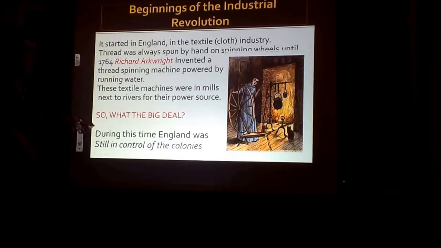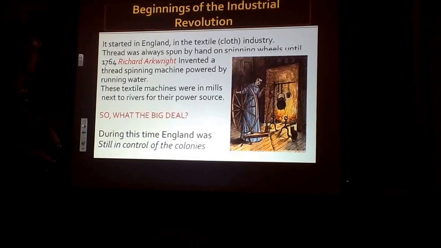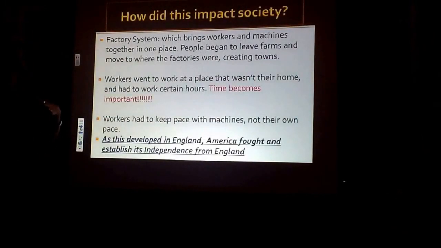And so what's the big deal? So what? They can make cloth faster. Well, during this time, people did their work at home, and now where do they have to go? They have to go to the factory. They have to go to a place outside their home to create these things. The factory system brings workers and machines together in one place. Now people began to leave farms and move to where the factories were, and thus that created towns.